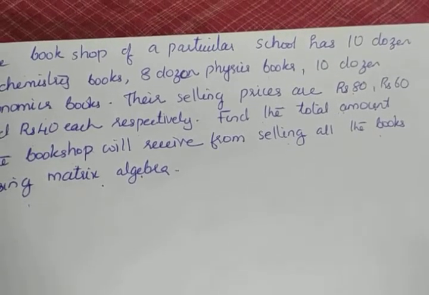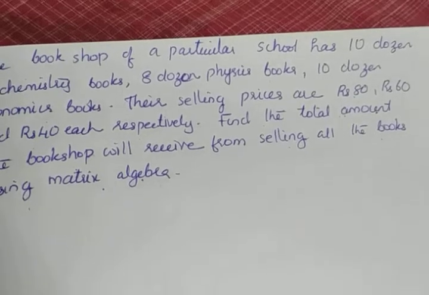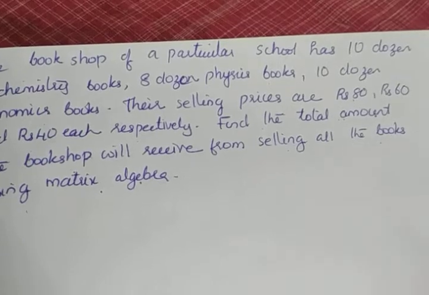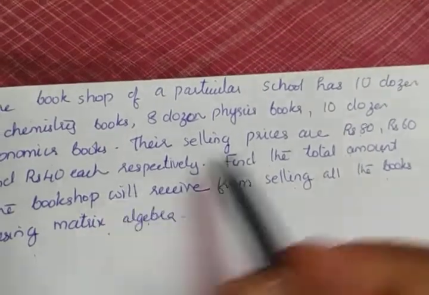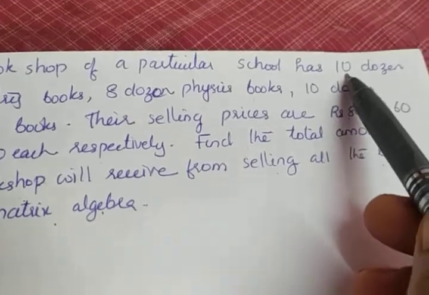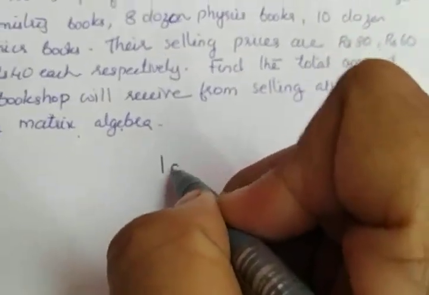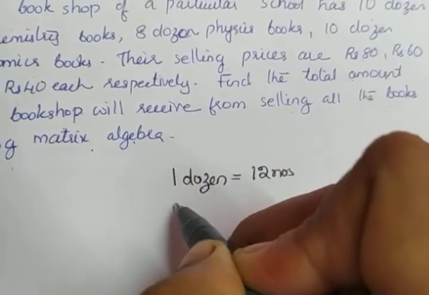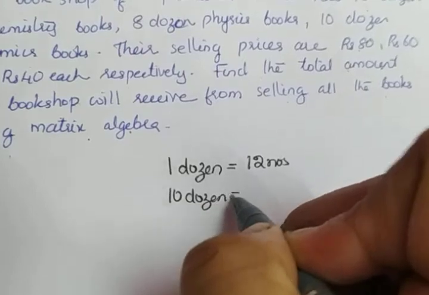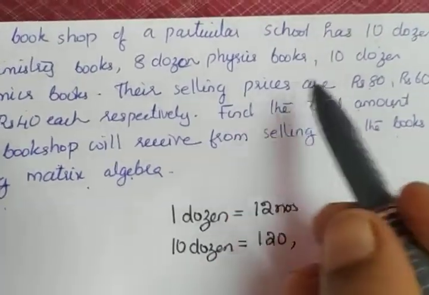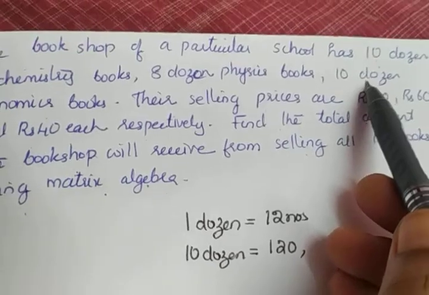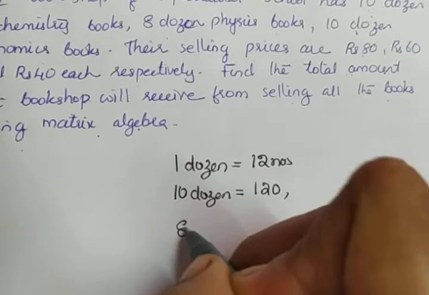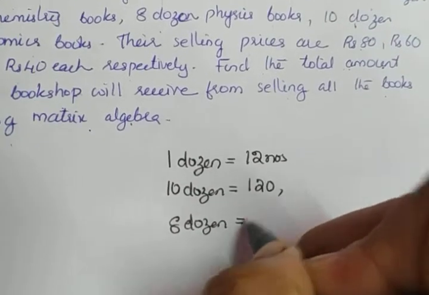One will be a row matrix and the second will be a column matrix, of which one will be the price of each book and the second matrix will be the number of books available. So here, how many books are there? 10 dozen. Don't take it as 10, it is 10 dozen. How many is 10 dozen? 1 dozen is 12 in numbers, isn't it? So 10 dozen means 12 into 10, which is 120. The economics books are also 10 dozen, which is 120. The physics books are 8 dozen. 8 dozen means 8 into 12, which gives you 96.